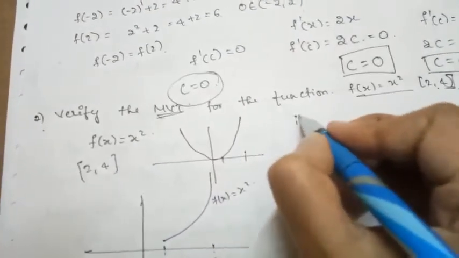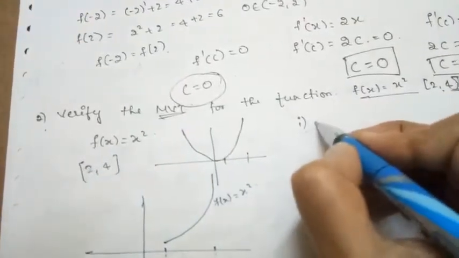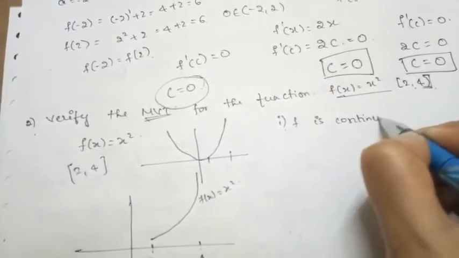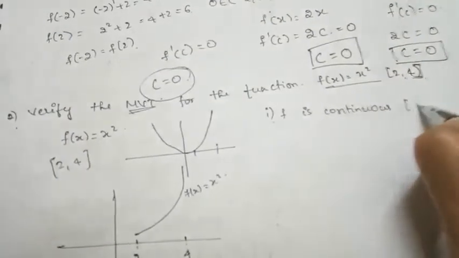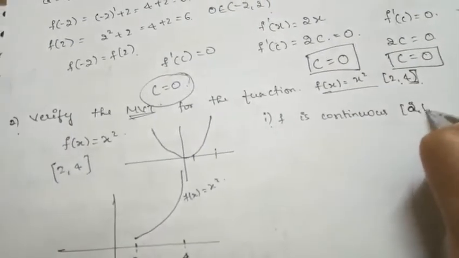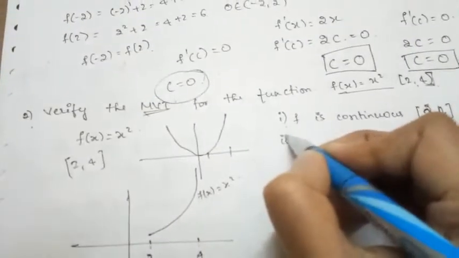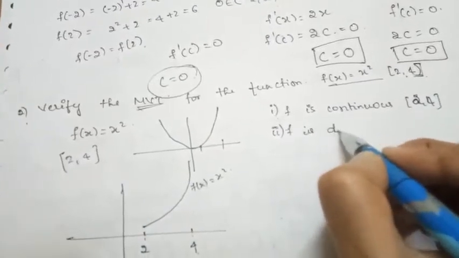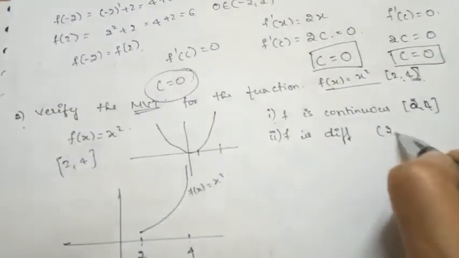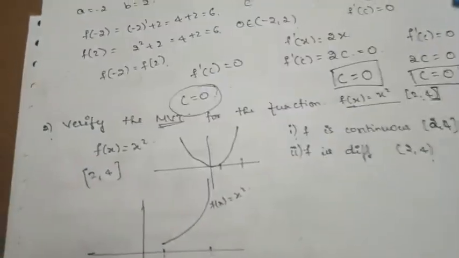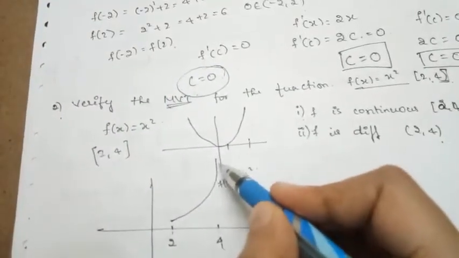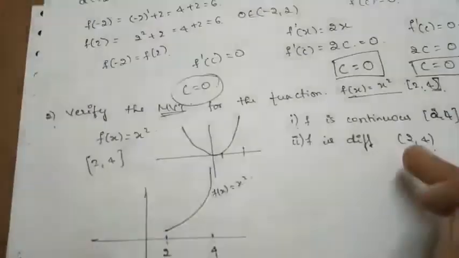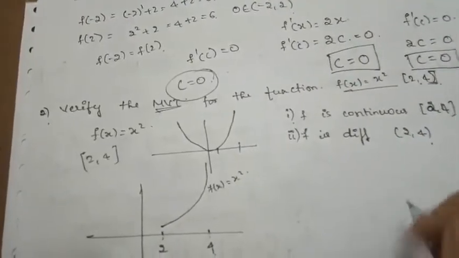So what are the conditions to be satisfied for the mean value theorem? Clearly the function is continuous. You can see it clearly while drawing the graph. It is continuous on the closed interval 2, 4. The next condition of the mean value theorem is that f is differentiable on the open interval 2, 4. Except at the end points, for the rest of all the points I can draw the tangent. So this function is differentiable on the open interval 2, 4.